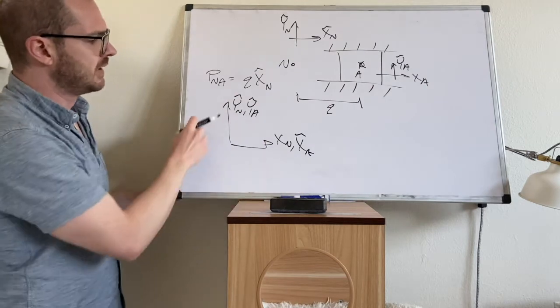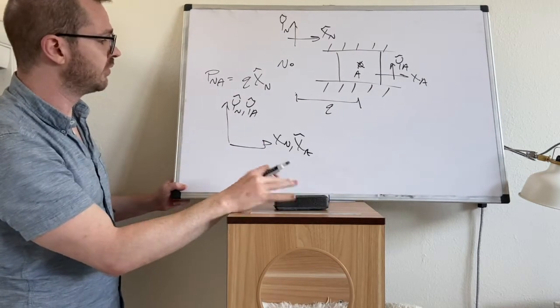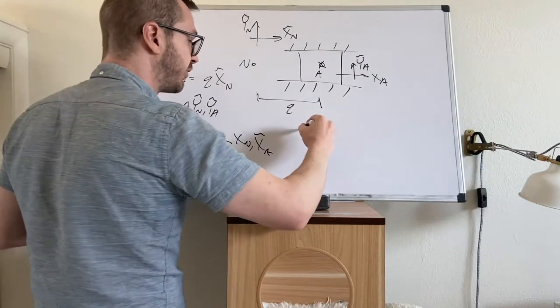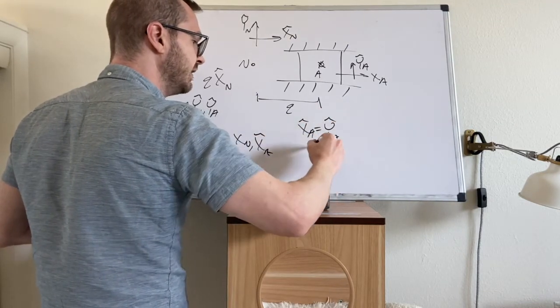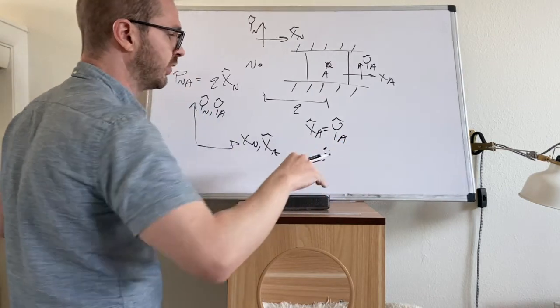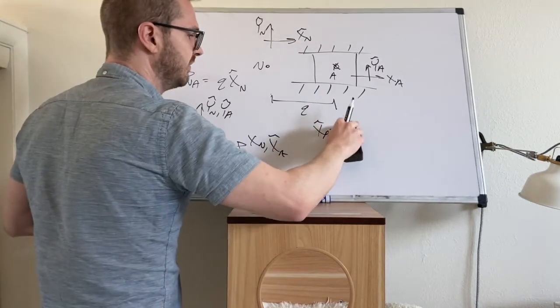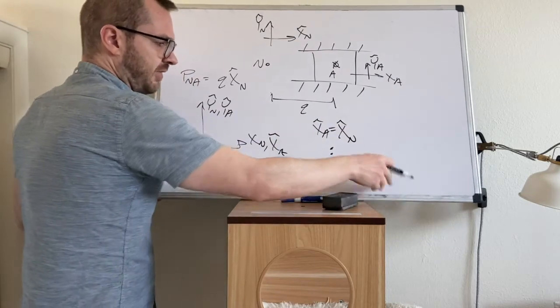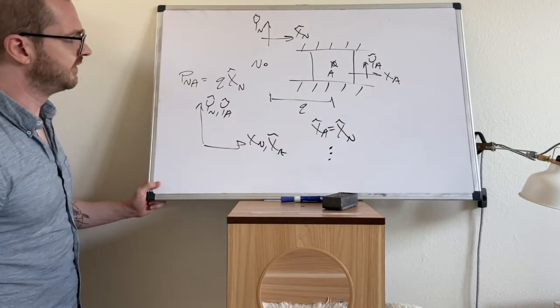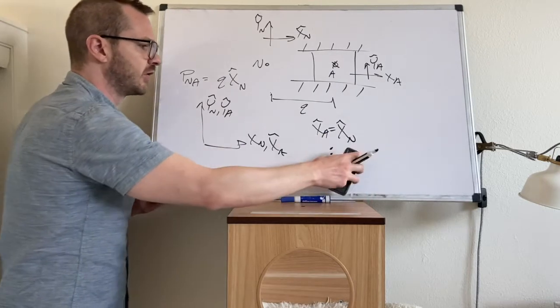From this, we know that we can define the rotation formally. We know that xa is going to equal xn. And then the same thing for ya and za. All right, so that takes care of the rotation.